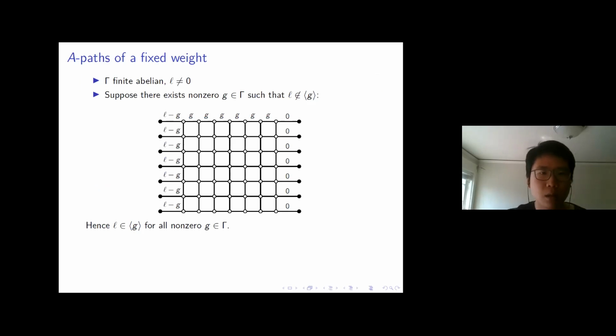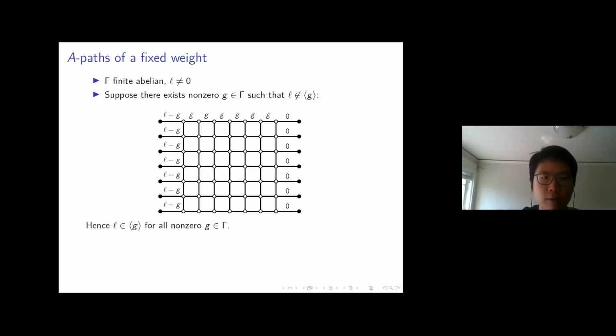So this is essentially a very similar counterexample. But on one side, we put L minus G, on the other side, we put 0, and on the top row, we put G, and everything else also has weight 0. So again, I claim that every A path of length L has to go from left to right and also use an edge in the top row.